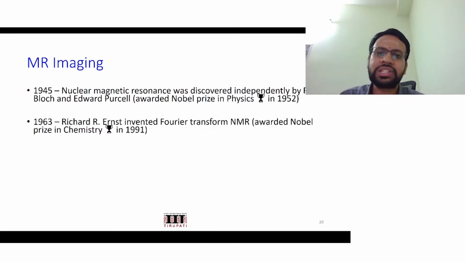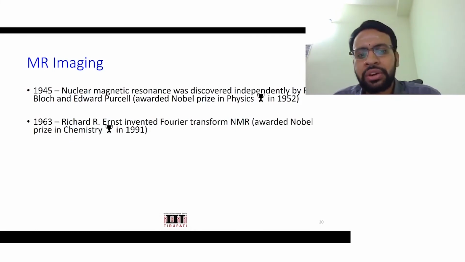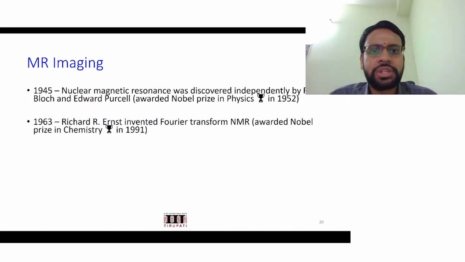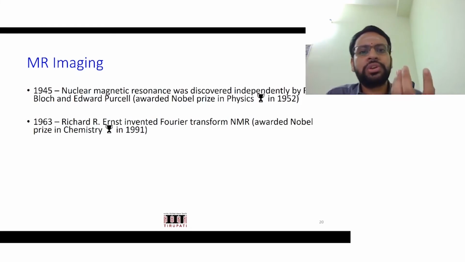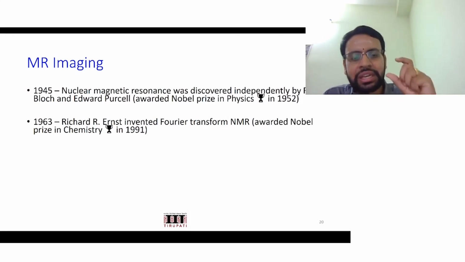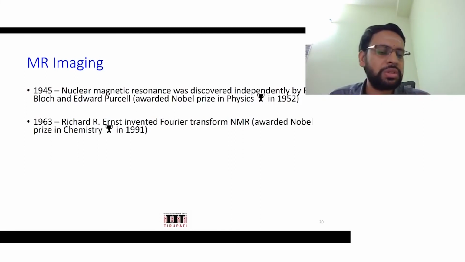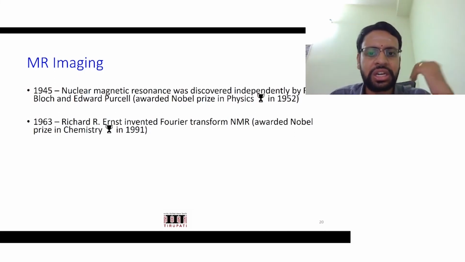The next important historical landmark here is in 1963, Richard R. Ernst. He invented Fourier transform based nuclear magnetic resonance. This is the one which is used to understand the chemical composition, that is, what molecules are there in a given substance. So this is in chemistry, it is widely used even today. This was invented by Richard R. Ernst in 1963, and was awarded a Nobel Prize in Chemistry in 1991.